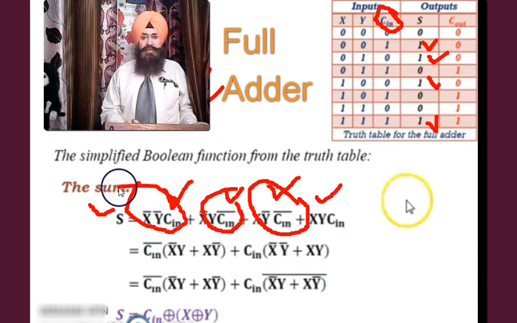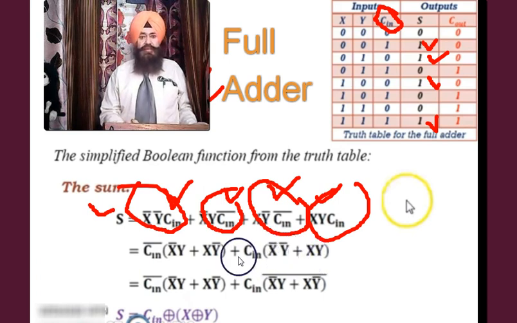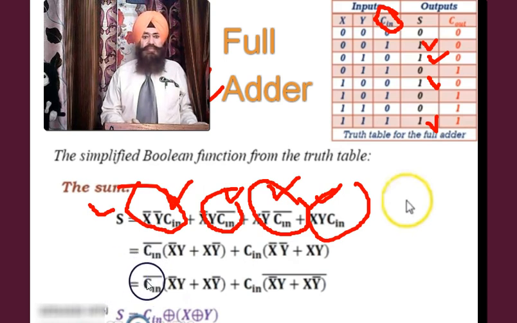Now C in is here, and here. So C in is common. What is left is X complement Y complement plus XY. Then next, this becomes C in, and this can be written as X complement Y plus XY complement, then whole complement.